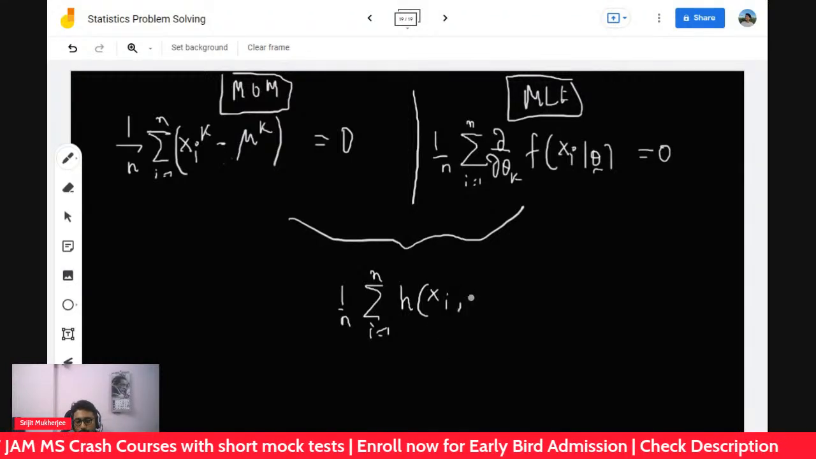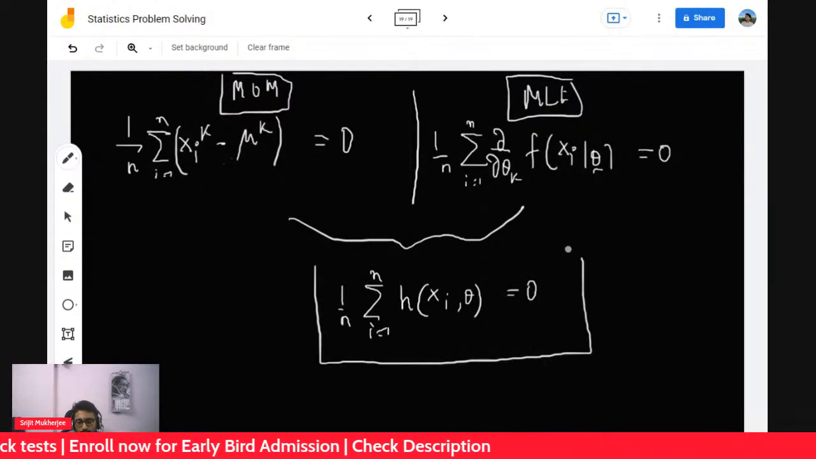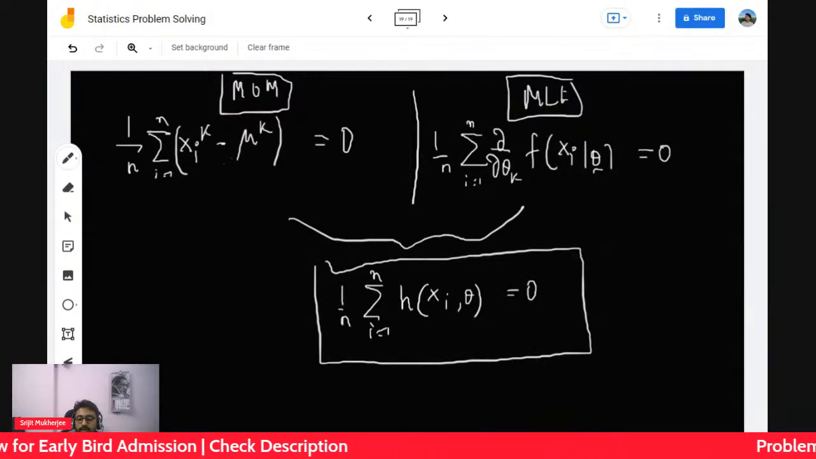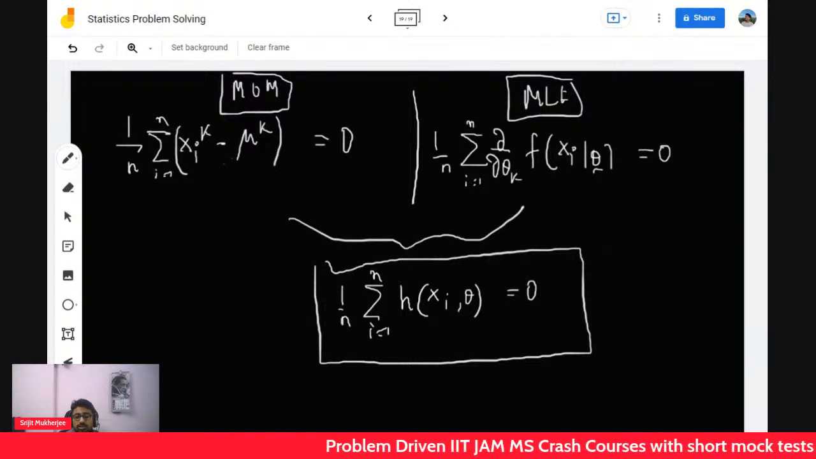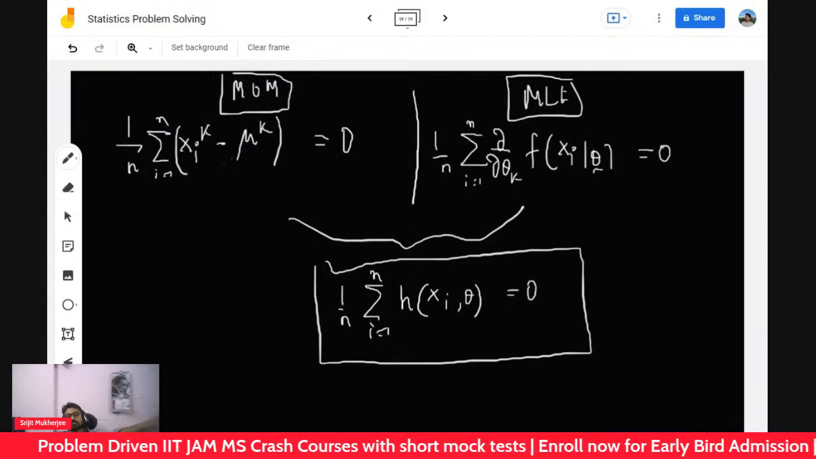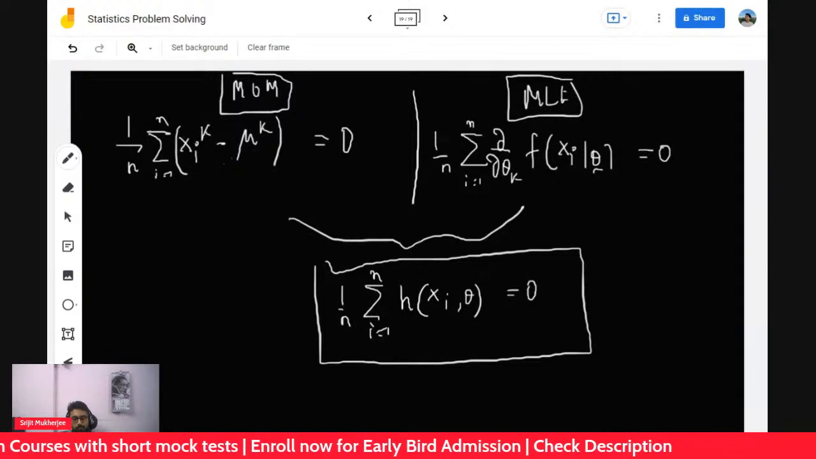h of xi comma theta is equal to 0. Do you see this, guys? Both of them are in a similar format, right? Observe this. Did you understand this? Yes or no?